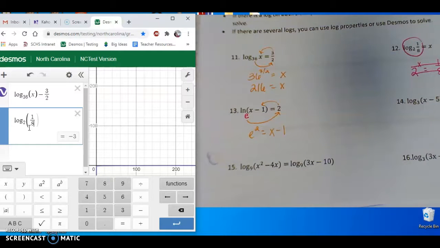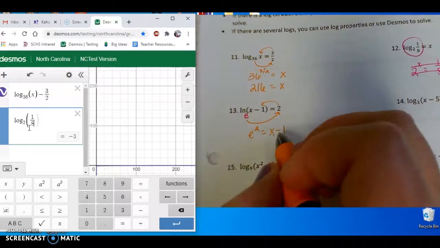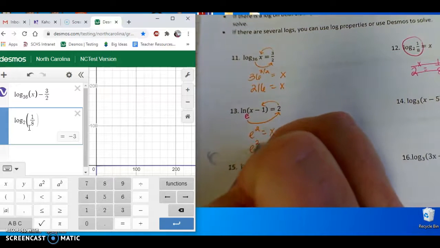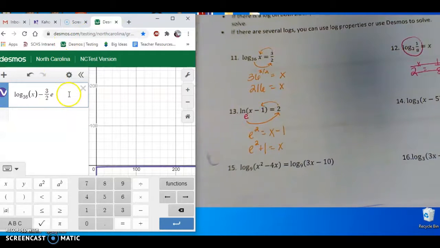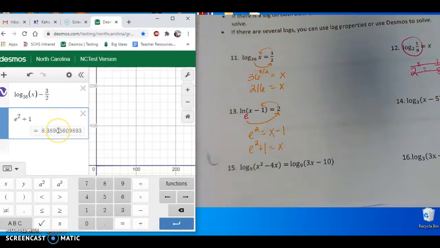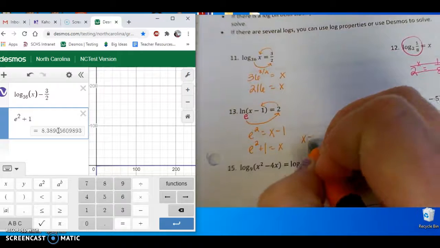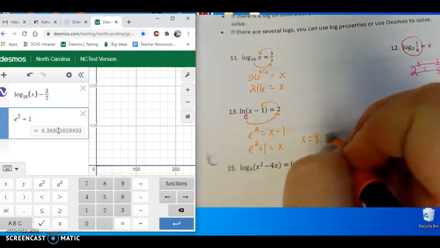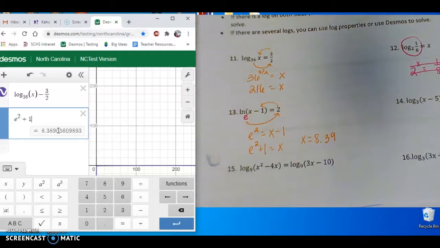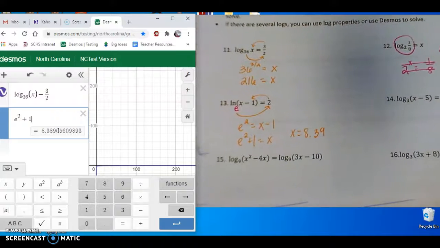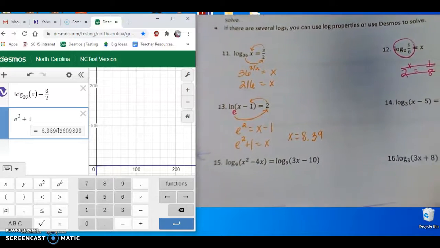All right, we're trying to get x by itself, so we want to add 1 on both sides. So we would just put e squared plus 1, and that will give us the answer of 8.38 or 39. So that's when you start with a log.